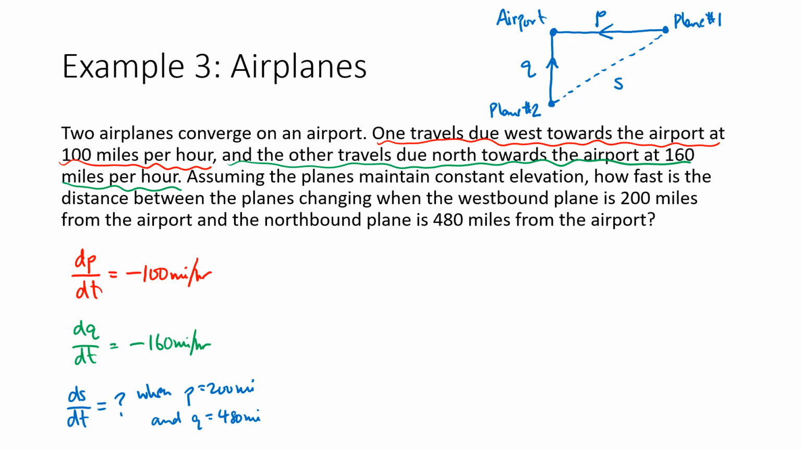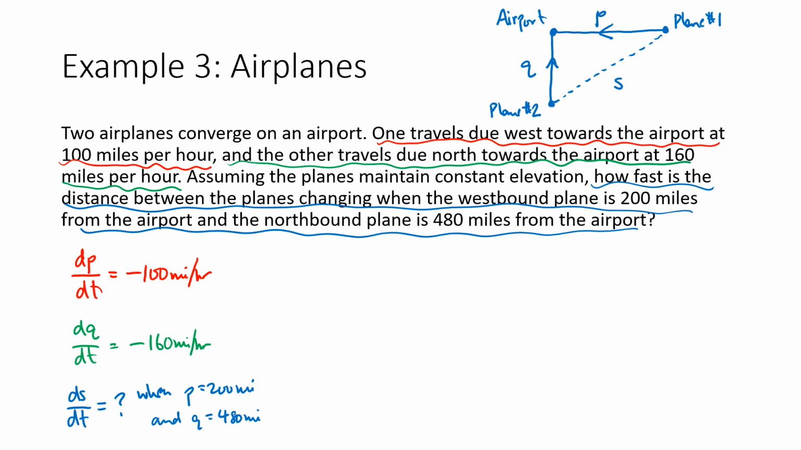Okay, so we've got all this information, right? So all of this, right? How fast is the distance between the planes changing? All of that was that last thing that I wrote in blue down there. Okay, so what we're missing here is the relationship between these variables.